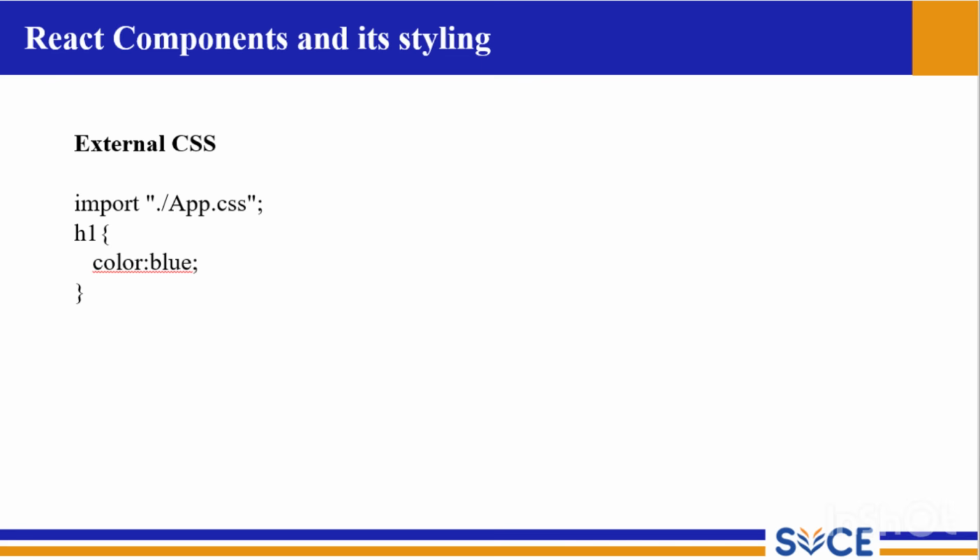External CSS is one of the simplest and most familiar styling methods. The styles are written in a separate CSS file and then imported into the React component. This approach keeps styling separate from the application logic, improving readability and maintainability.